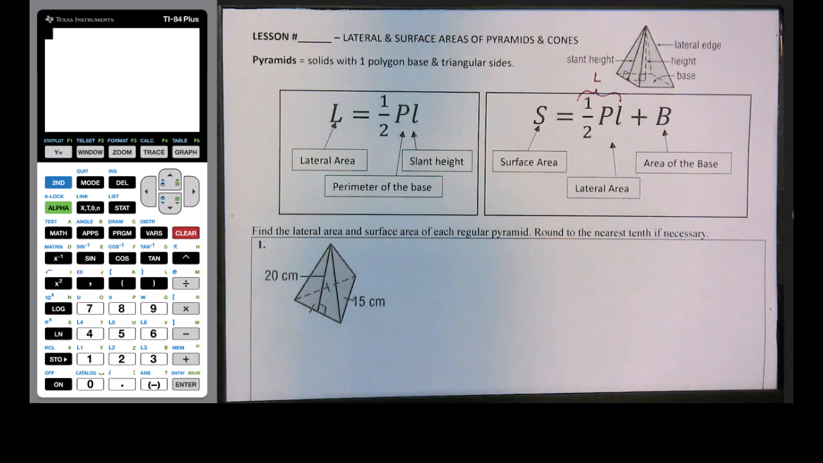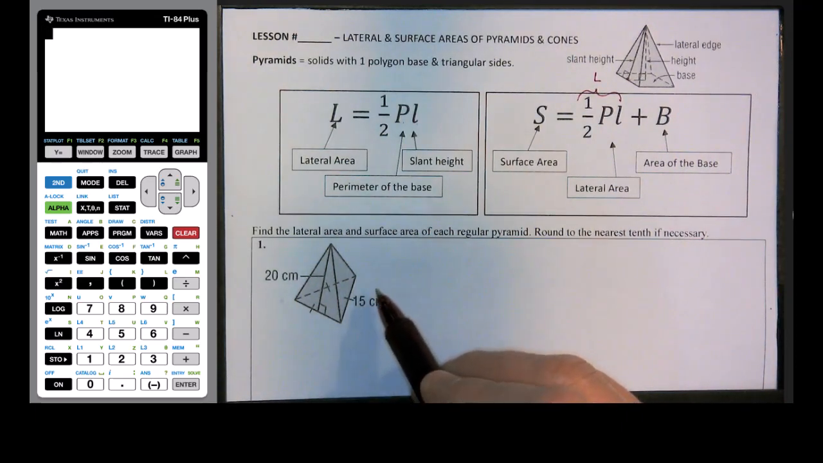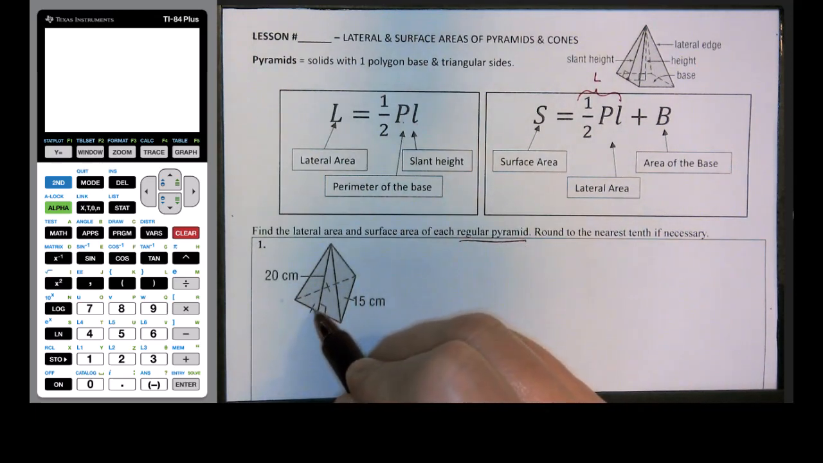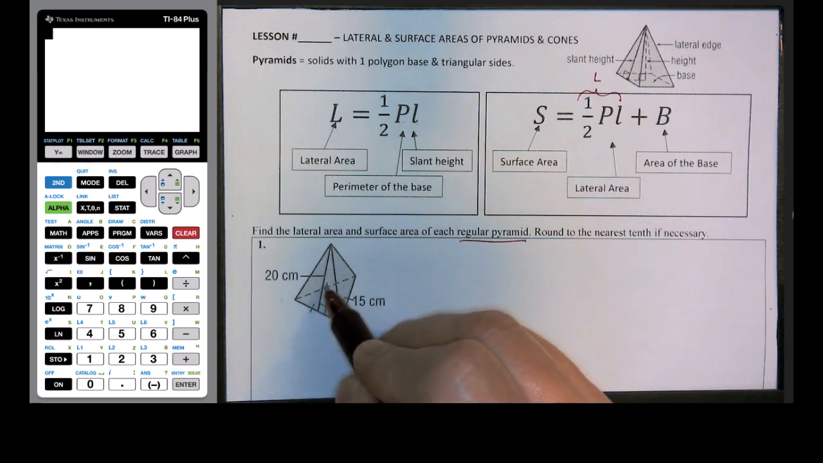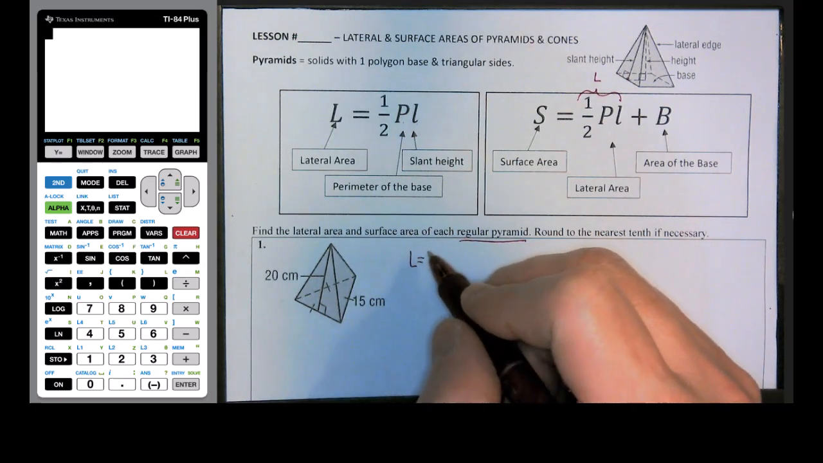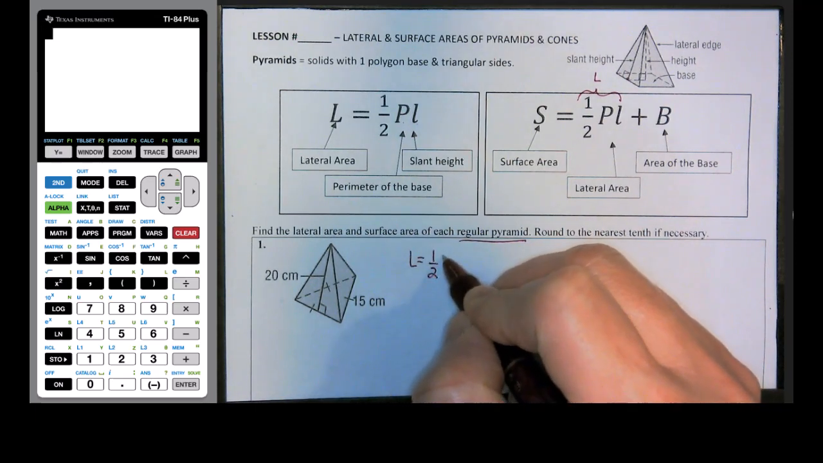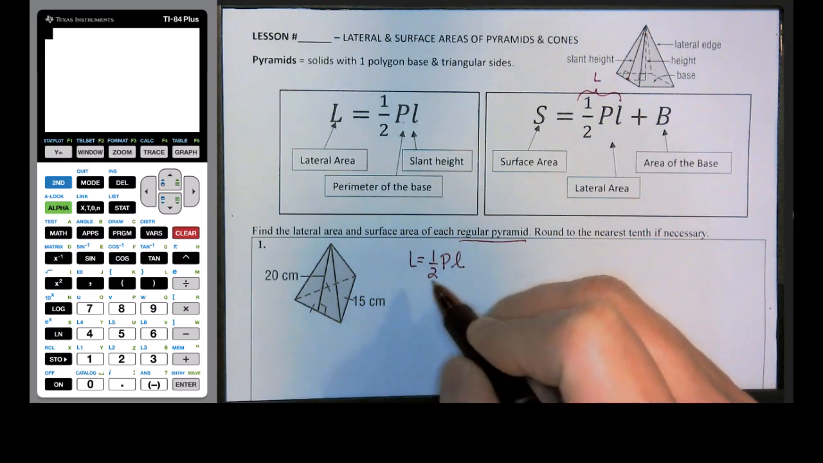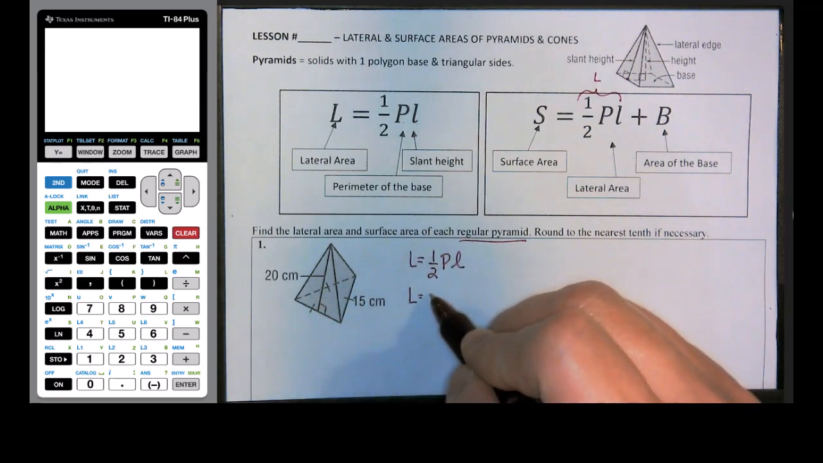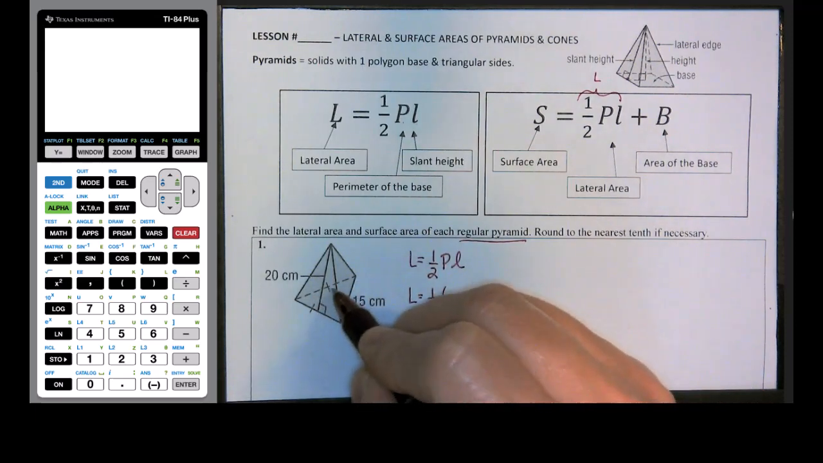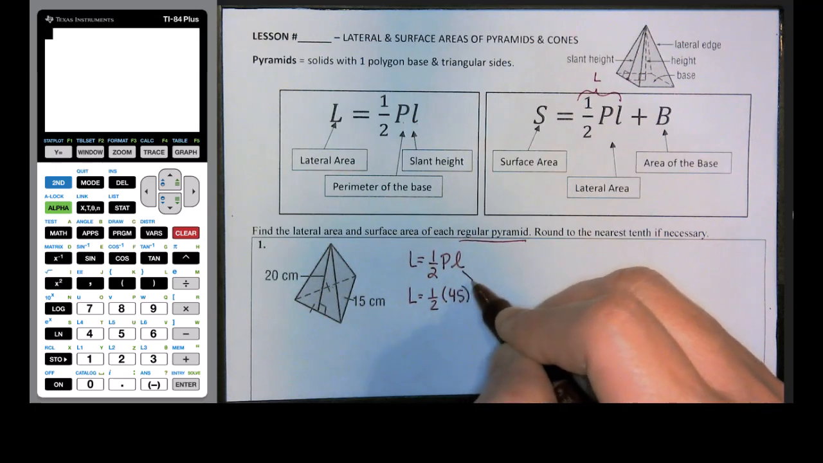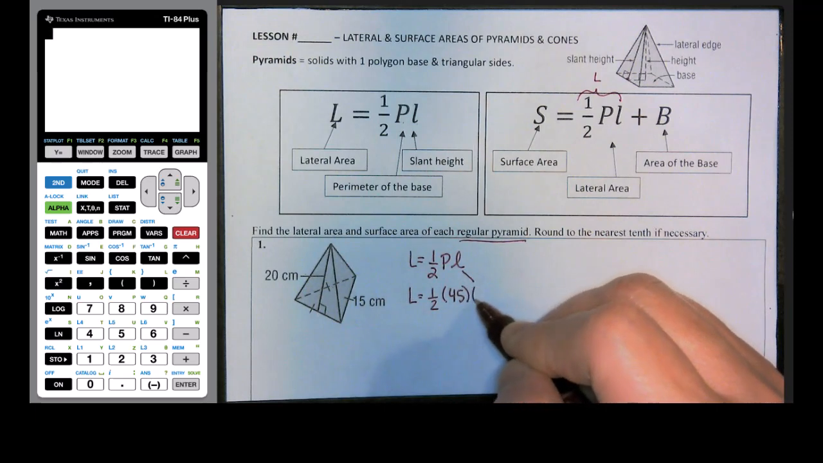So let's see here. We're going to find the area of these different pyramids. Here we know that this is going to be a regular pyramid. So basically we know that the base here is a triangle and all the sides are the same. We're going to start with the lateral area, which is 1/2 the perimeter of the base times the slant height. Since the triangle is a regular triangle, all the sides are the same, so it'll be 3 times 15, which is 45. And then the slant height, they give us to be 20.